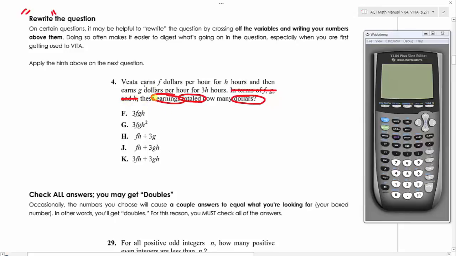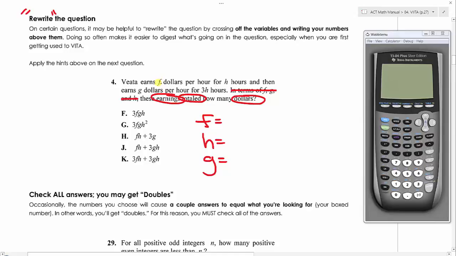So we're going to get rid of that whole thing. Again, we're focused on the total earnings in dollars. So we have an F, we have an H, and we have a G here. So that's step one of the technique. We're going to list our variables. F equals, H equals, G equals.